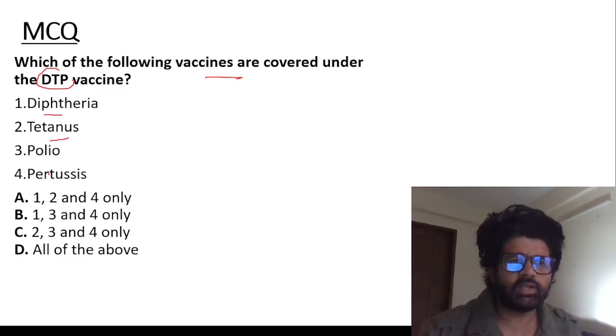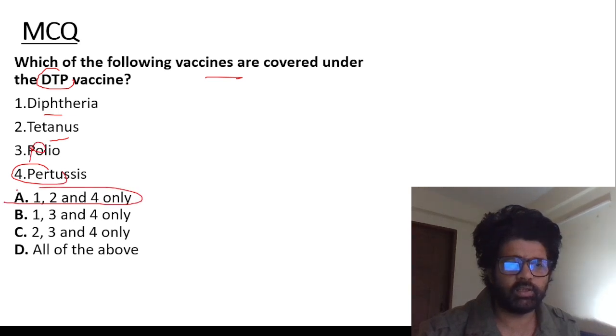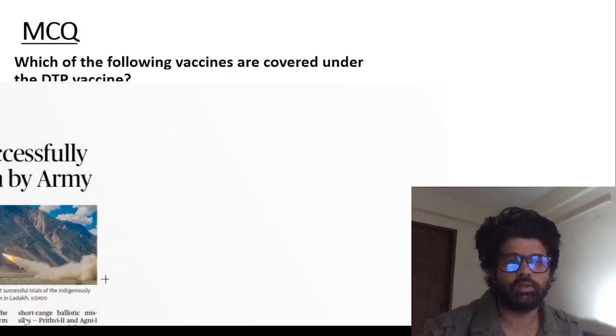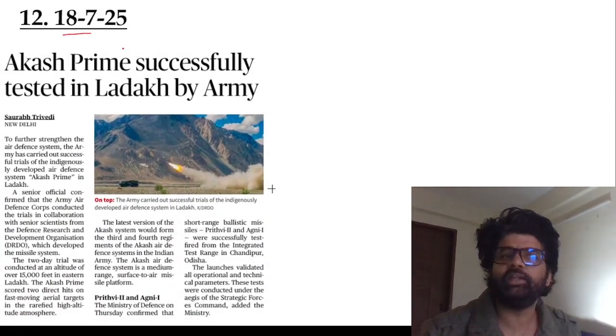Diphtheria, tetanus, and pertussis, not polio. So the answer is A. You can be confused with P. So P is pertussis, whooping cough.